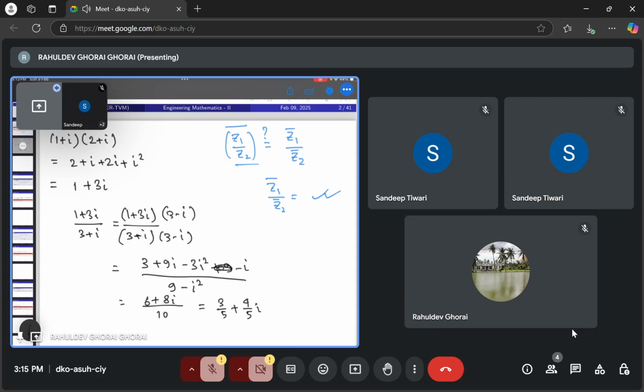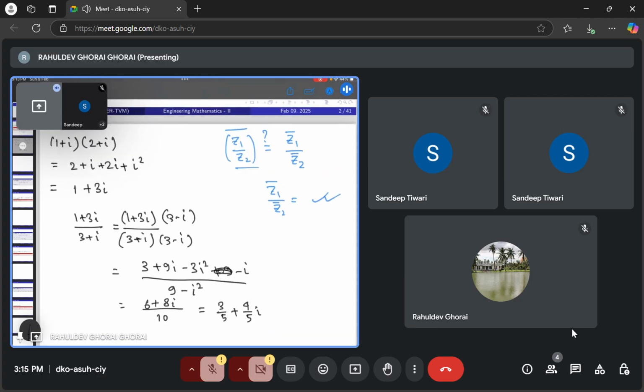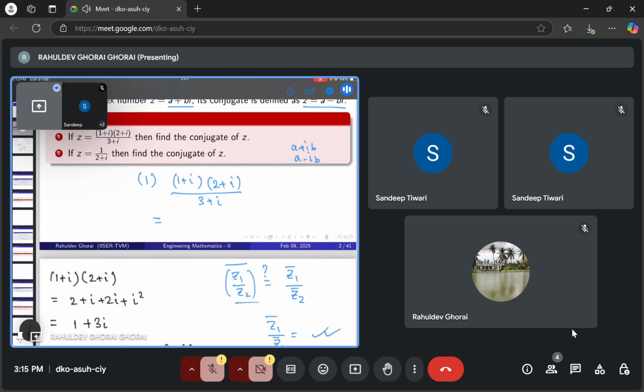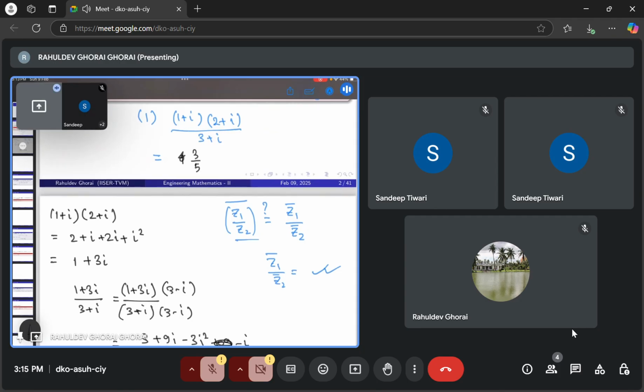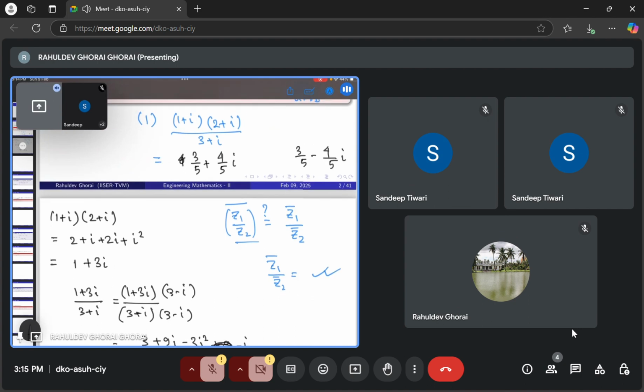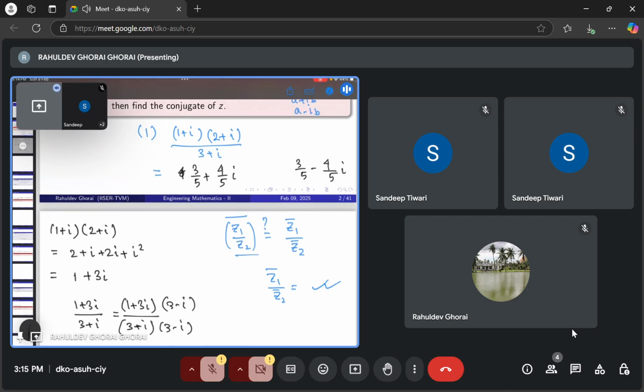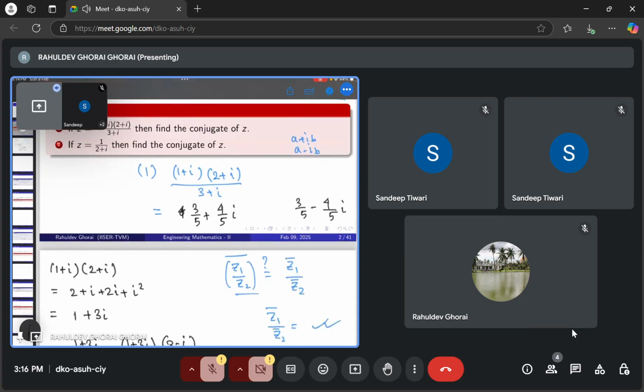Okay, so this one is 3 over 5 plus 4 over 5 i. The complex conjugate of this will be 3 over 5 minus 4 over 5 times i, right? But will you get the same thing when you do z1 bar over z2 bar? Let's do it for this one too.